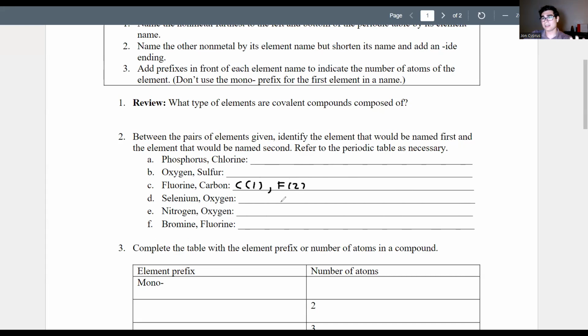Selenium and oxygen. Again, if you look at the table, selenium is much further to the left. So selenium goes first, and then oxygen goes second. Nitrogen and oxygen. Again, same thing. Nitrogen is further to the left. Oxygen is right next to nitrogen on its right. And then bromine and fluorine. Bromine is further down than fluorine. So fluorine is second.